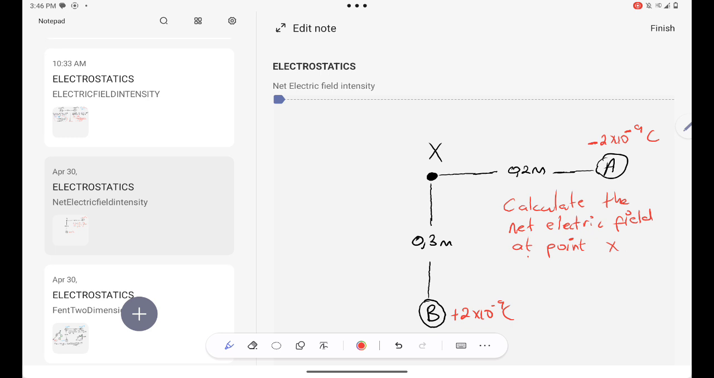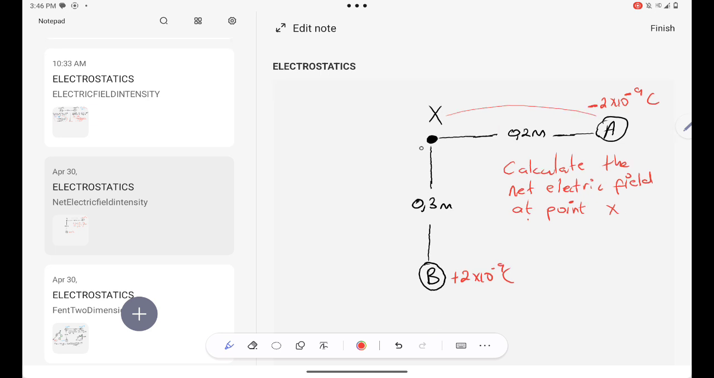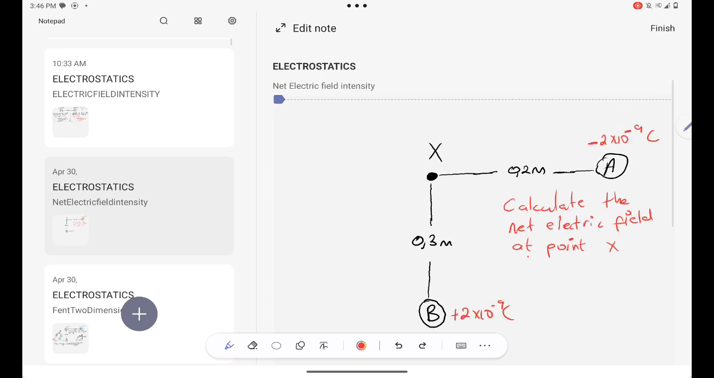This is a continuation video. On the previous video, we talked about calculating the net electric field at a point, but only if the charges were in one dimension. Right now we have our charges in two dimensions. Point X and charge A are on a horizontal dimension. Point X and charge B are on a vertical dimension. So these two are not in the same dimension. Are you together?